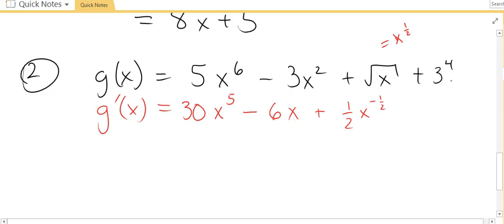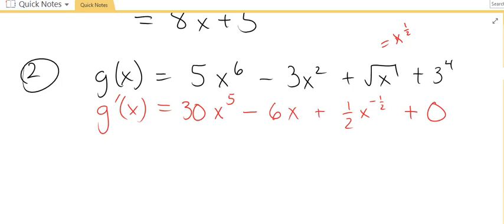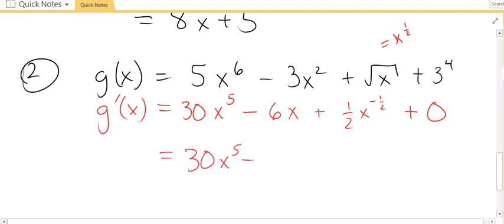Now this 3 to the 4th is just a number. It's actually equal to 81. So even though it looks like an exponent, it's a constant. So the derivative of that is just going to be 0. When we finally write this out, we would have 30x to the 5th minus 6x plus 1 over 2 times the square root of x.